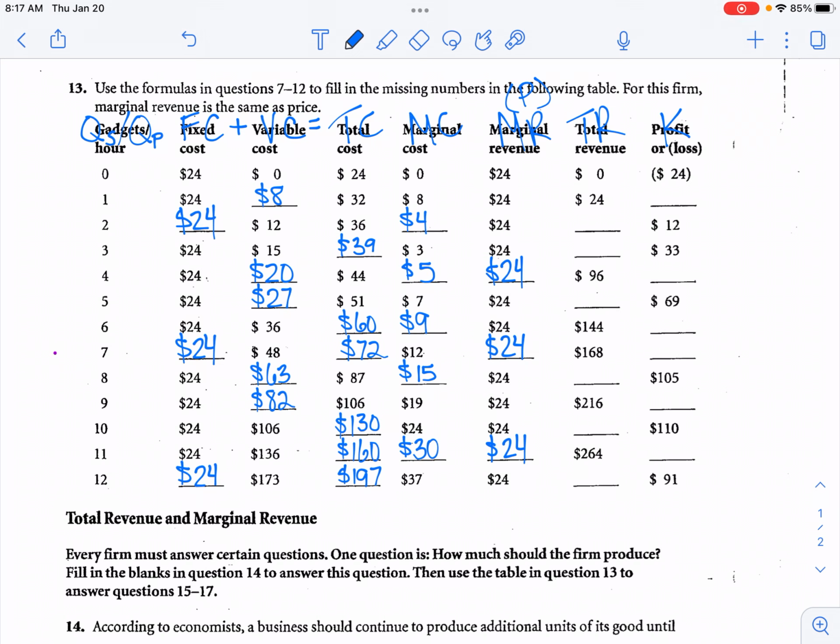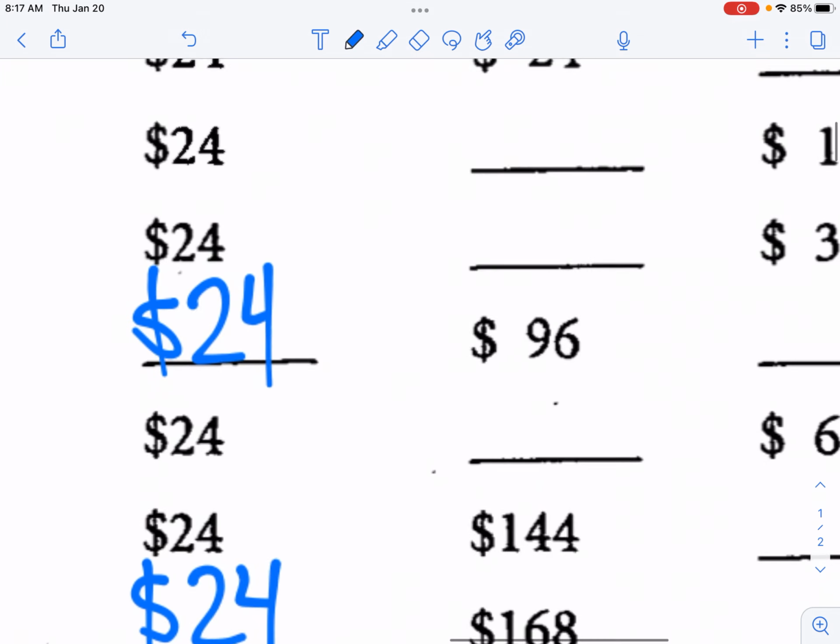When we calculate total revenue, the formula we used was to take the price, which is the same as the marginal revenue, the number in this row, times the quantity, the number in this row. So in row 0, or 0 gadgets per hour, 24 times 0 gives us 0. 24 in the next row times 1 gives us 24. Here 24 times 2 is going to give us 48.